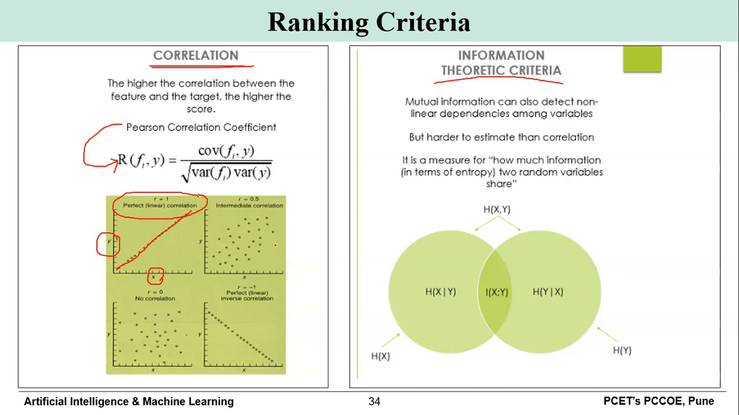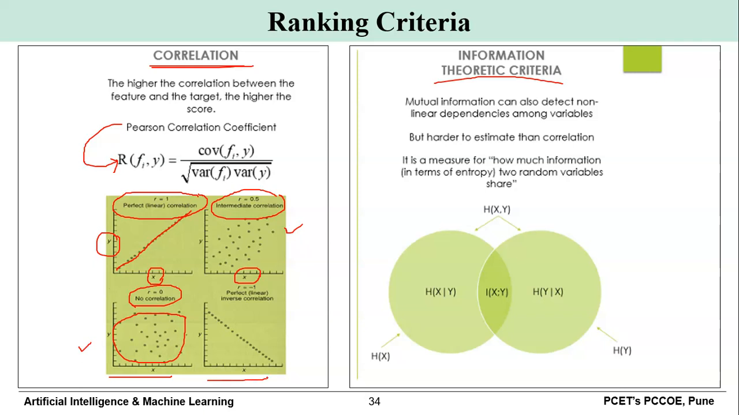Similarly, in the second figure you can see again two variables X and Y. The data points are plotted and we received the value of R as 0.5. So we can say that they are moderately correlated. In the third figure you can see that the data is scattered and the value of R is equal to 0. So the variables X and Y are not correlated.